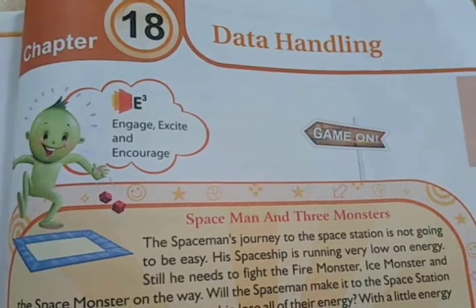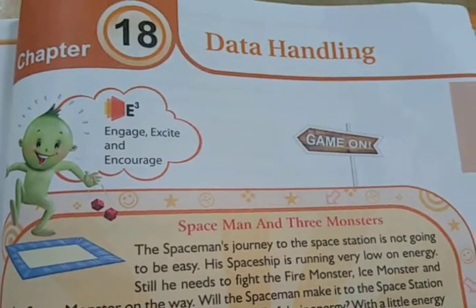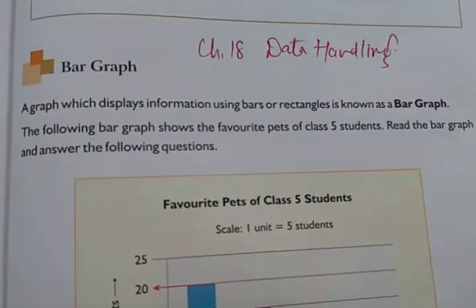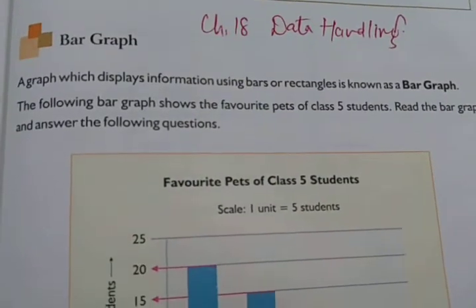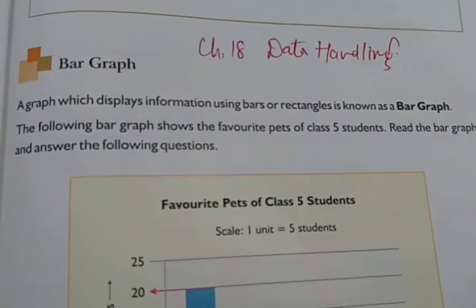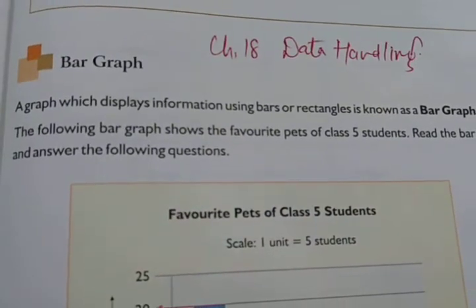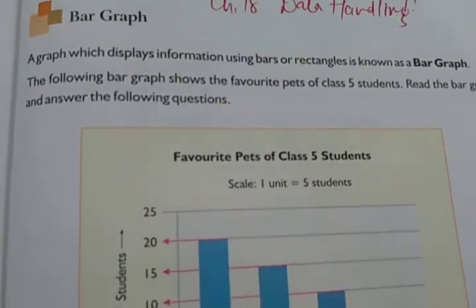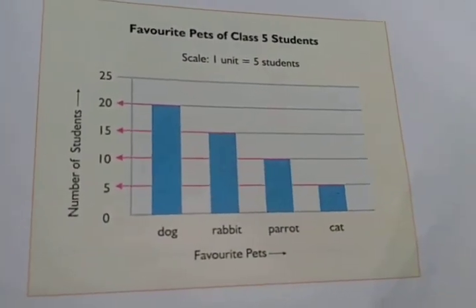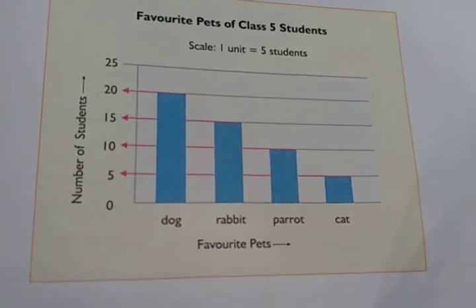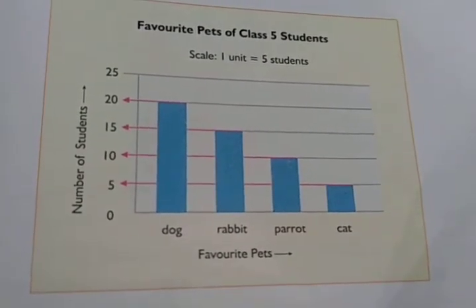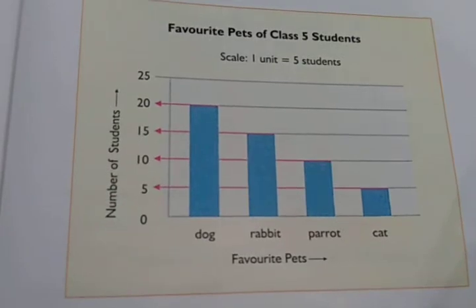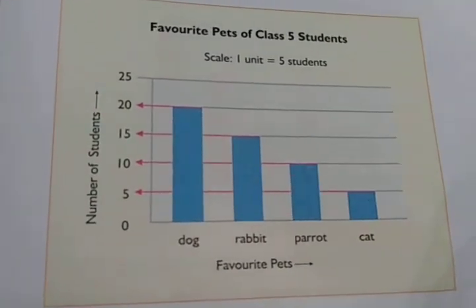Today, my topic is bar graph. Today, you are going to learn about a bar graph. A bar graph which displays information using bars or rectangles is known as a bar graph. This is a bar graph. This bar graph shows the favorite pets of class 5 students. Read the bar graph and answer the questions.